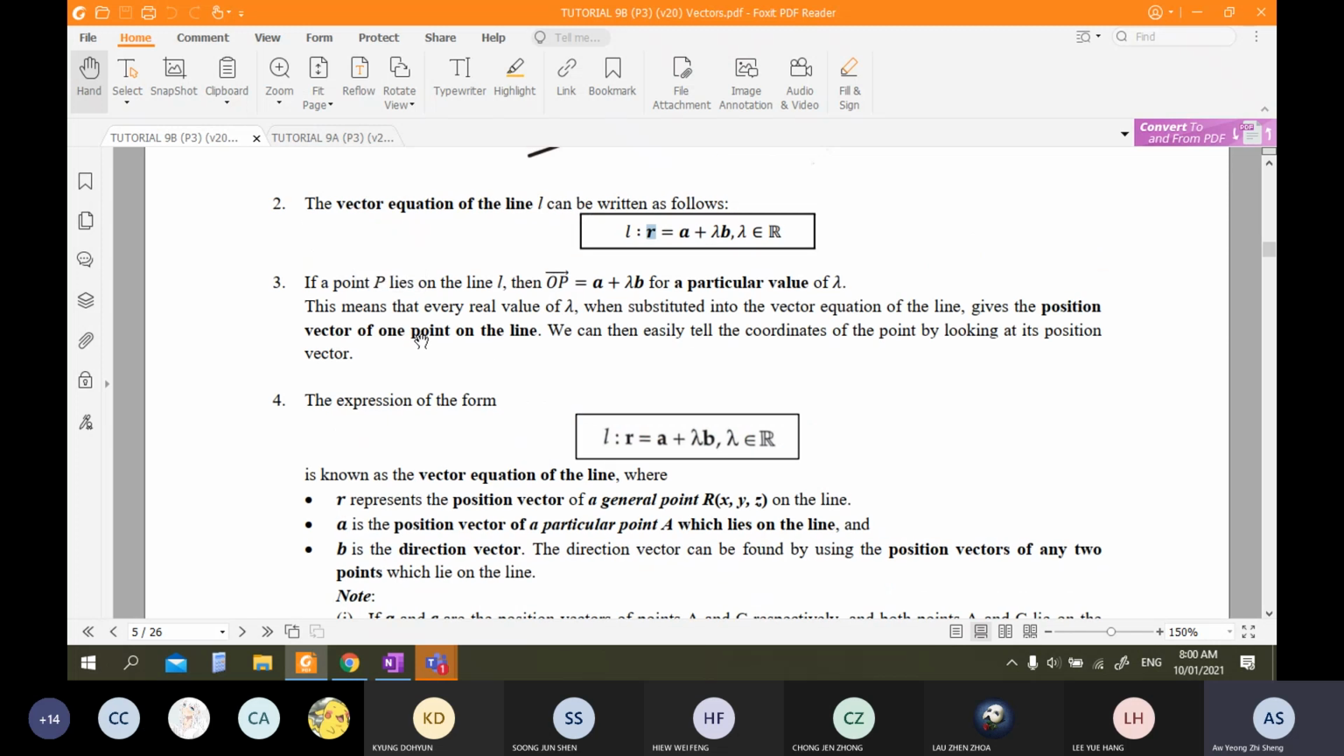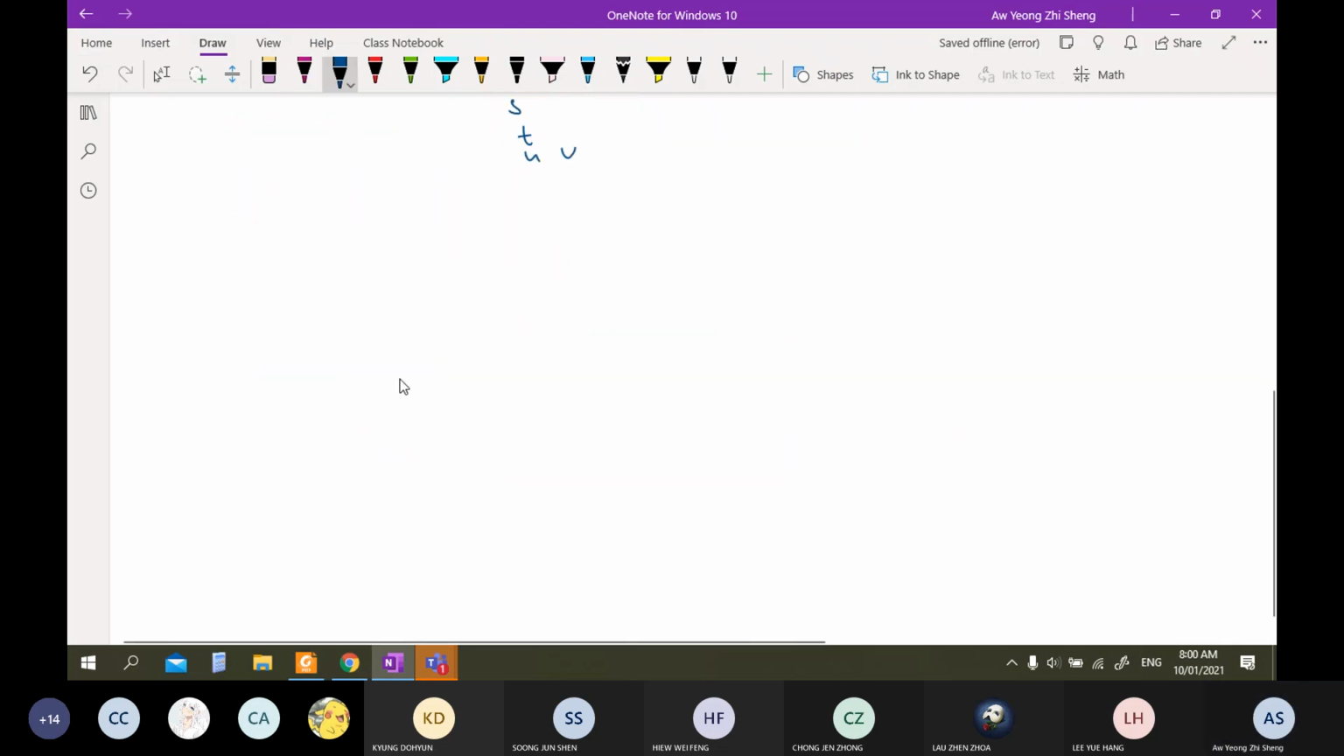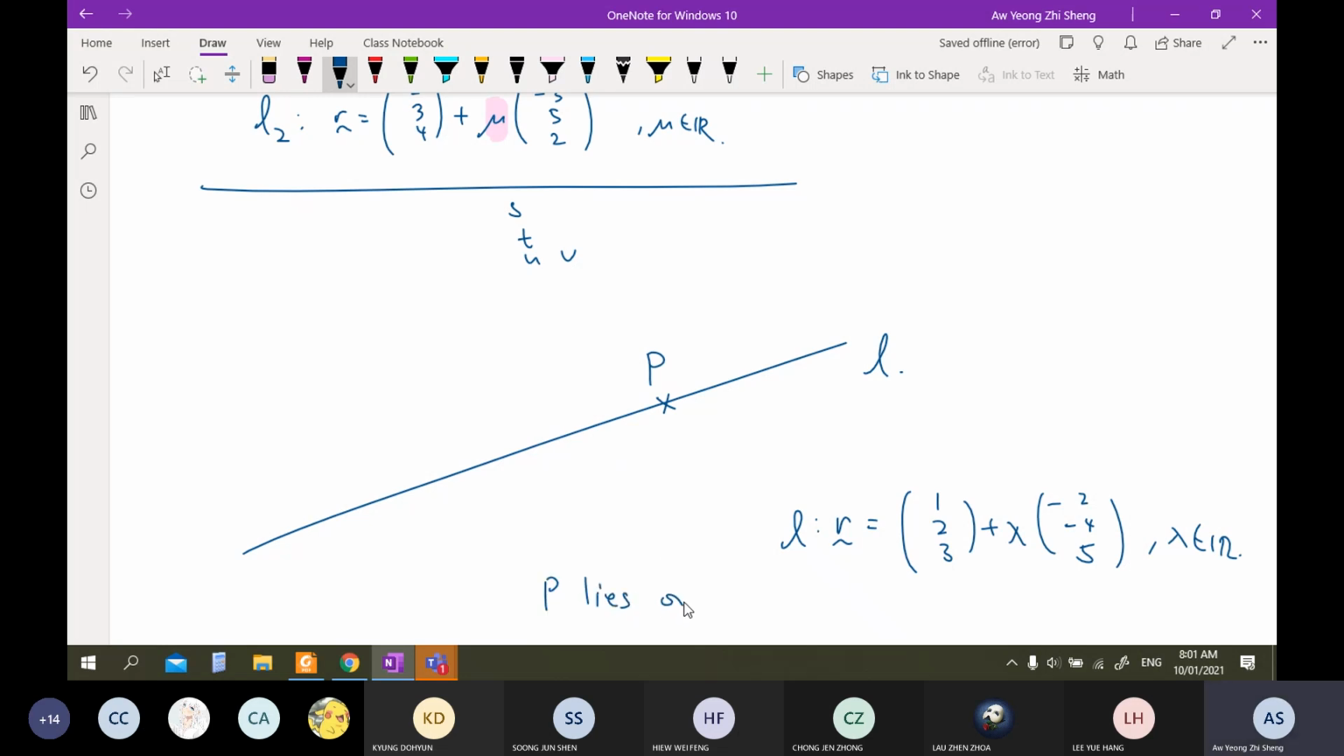Right, point number 3 says if a point P lies on the line L, then OP is equal to A plus lambda B for a particular value of lambda. This is telling you that if you know that a point lies on the line, but you don't know the coordinates. Okay, let's say you are given the vector equation of line L is, let's say, 1, 2, 3 plus lambda minus 2, minus 4, 5, lambda in R. Now let's say you are given that point P lies on L, but you are not given the coordinates of P.